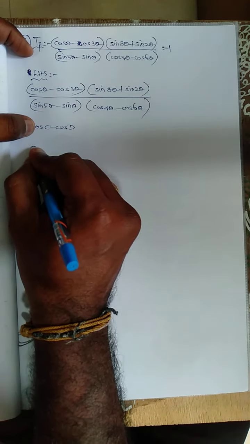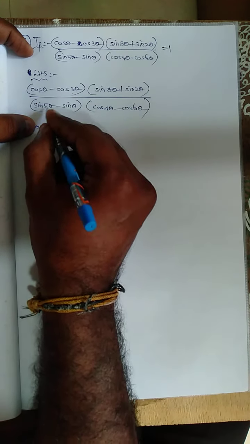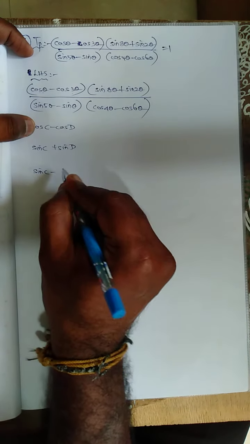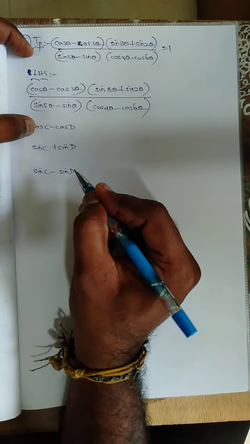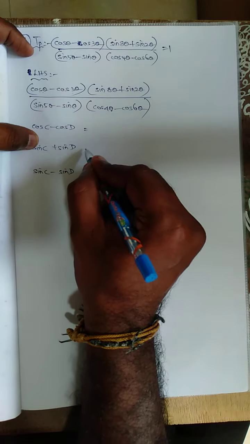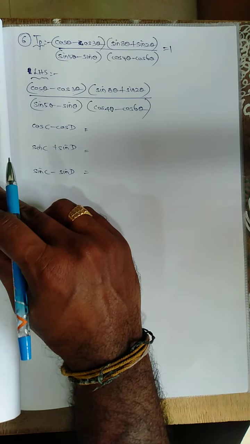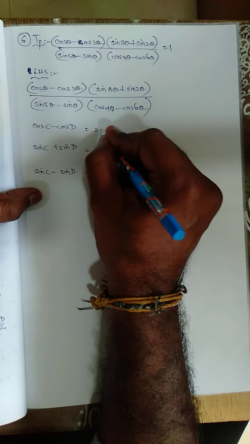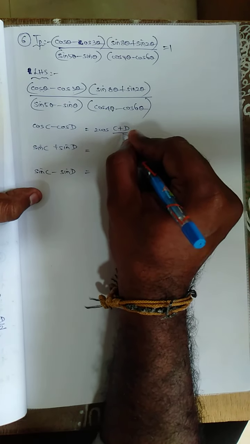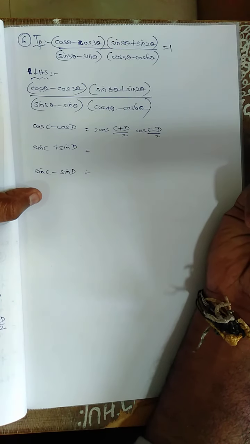Next, sin C plus sin D. Next, sin C minus sin D. Next, cos C minus cos D. So I don't need to write a formula once again. First, cos C minus cos D is nothing but 2 cos (C plus D) by 2 into cos (C minus D) by 2. This is the first formula.